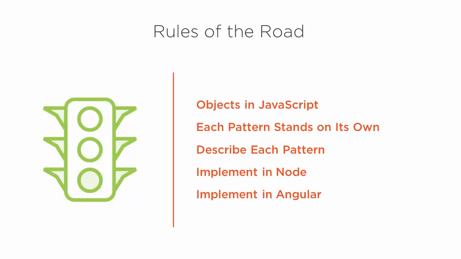The last one is the behavioral patterns, and these deal more with how objects relate to each other and how they operate, as opposed to the structure or getting a new instance of something. We're going to talk about three. We're going to talk about the command pattern, the mediator pattern, and the observer pattern. And these patterns are ones that are fairly well used in JavaScript.